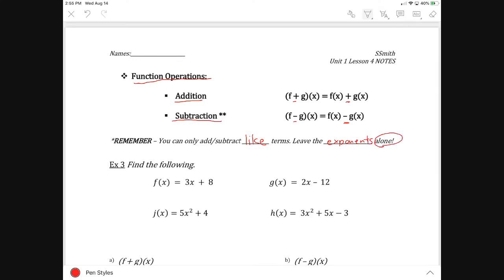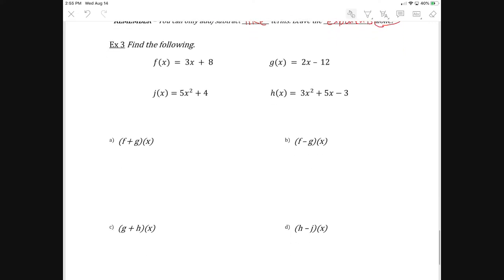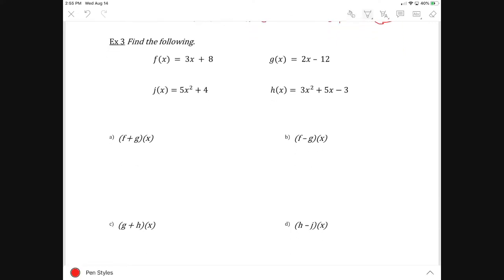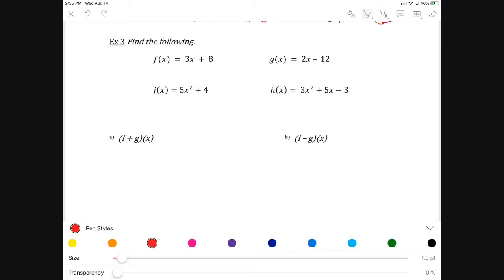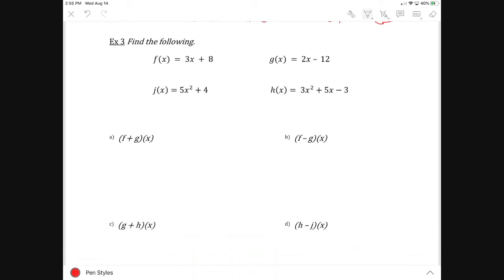We have find the following. f of x equals 3x plus 8. j of x equals 5x squared plus 4. g of x is 2x minus 12. And h of x is 3x squared plus 5x minus 3. So we've got f plus g of x. So it's going to be 3x plus 8 plus our 2x minus 12. So now we're going to just go into our basic problem solving.